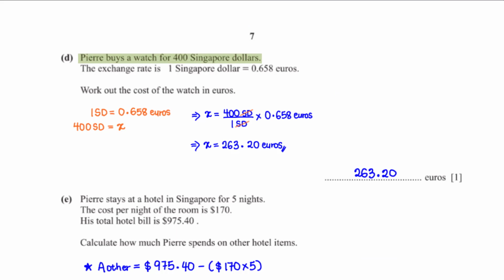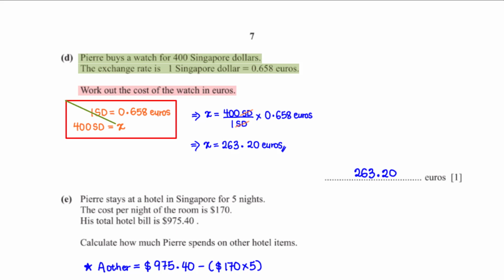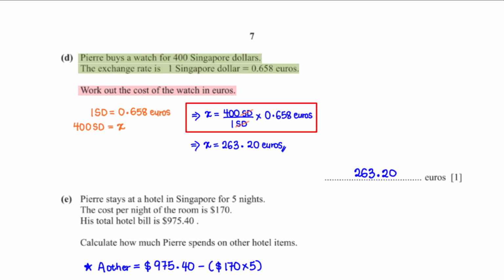Pierre buys a watch for 400 Singapore dollars. The exchange rate is 1 Singapore dollar equals 0.658 euros. Work out the cost of the watch in euros. First, let's set up the conversion ratio. When we cross multiply and make x the subject, this is what we have, which is equal to 263.20 euros.